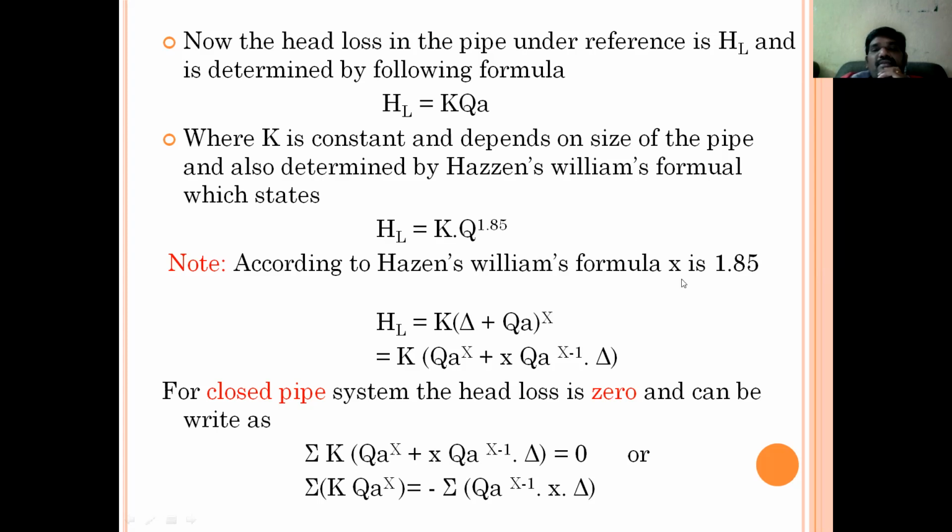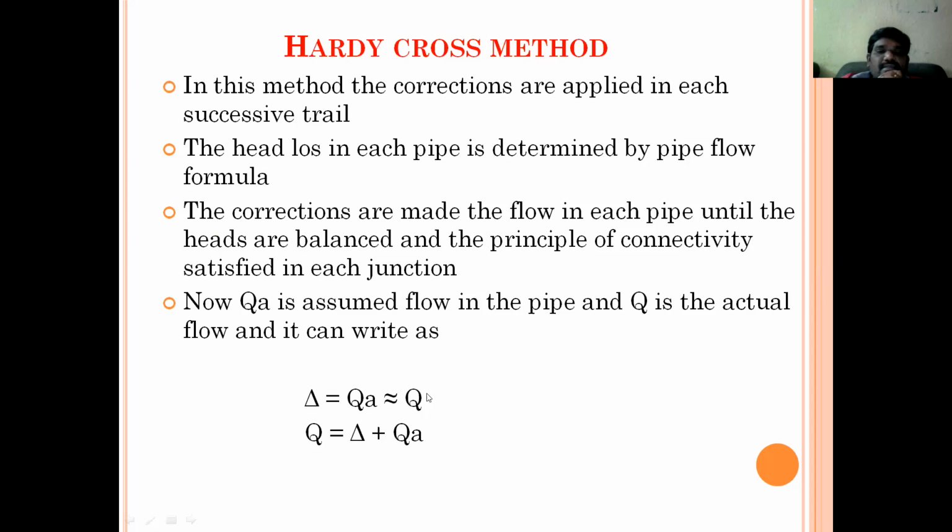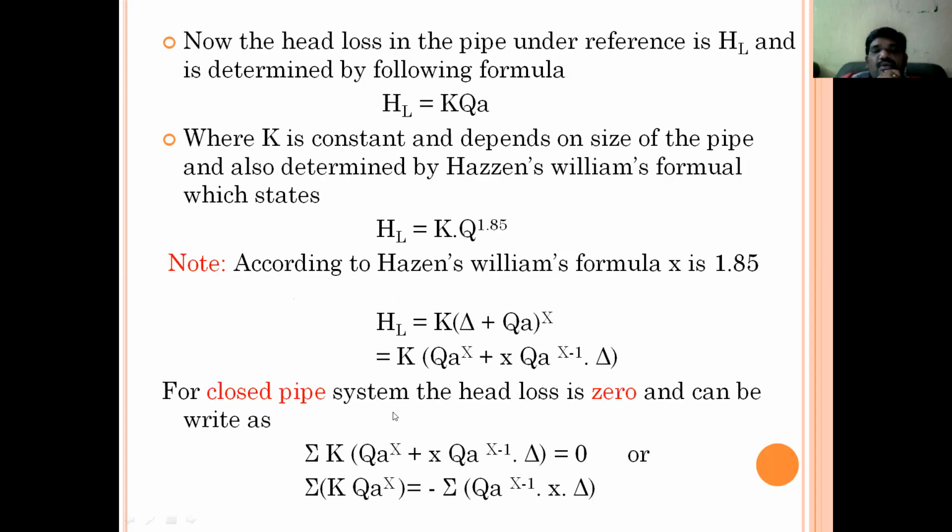That means why I am speaking about this X, here will come. HL equal K into Q power X. What is Q here? Q is delta plus QA. So K into (delta plus QA) power X.